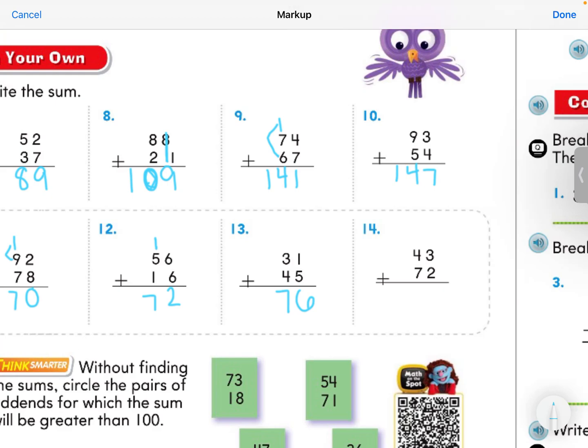Number 14, 43 plus 72. I add my ones. 3 plus 2 is 5. Then I'm going to add my tens. 40 plus 70 is 110. So I'm going to have a 1 in the hundreds place and a 1 in the tens place. Oh, that looks like an arrow, and it should not be an arrow. Sorry, friends. So my answer is going to be 115.